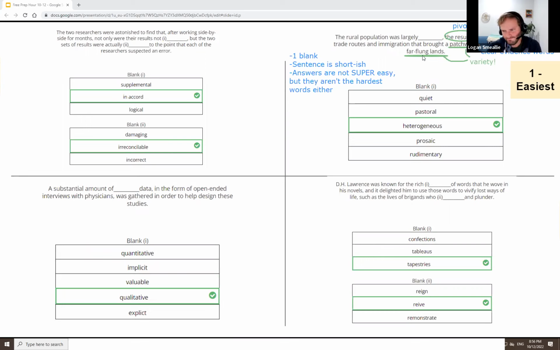And then I guess one other thing would be that none of the answers are particularly similar to the right answer. So I won't go through all the definitions, but none of these definitions here are super close to heterogeneous, which means lots of variety. But in a more difficult version of this question, there would be another word that was close, but not quite.